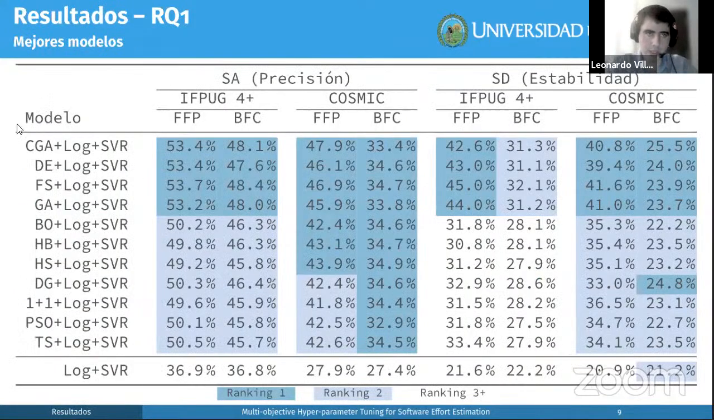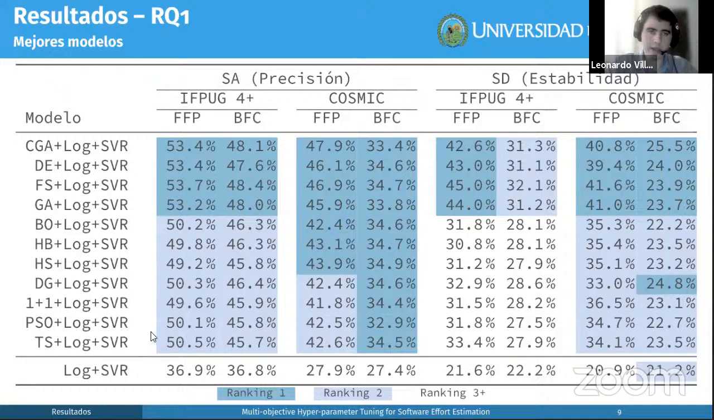Y estos son los resultados de la primera pregunta de investigación. Entonces, estas son las métricas de los modelos con mayor precisión, tanto para SA como de estabilidad. Como muestra la figura de la tabla de acá, todos los modelos con mayor precisión fueron del tipo logaritmo con SVR más alguna técnica de ajuste. Por eso, en la última fila agregamos acá lo que sería la línea base de comparación, logaritmo SVR sin ajuste.